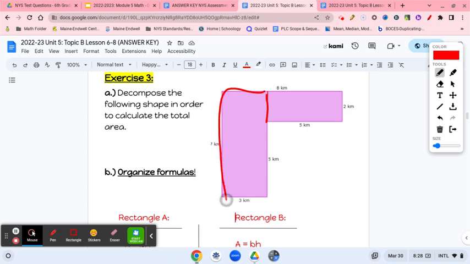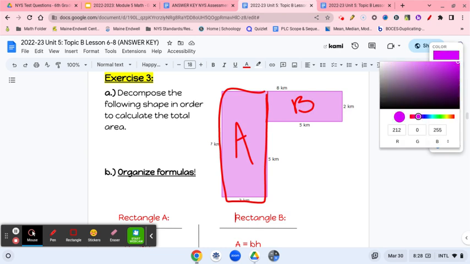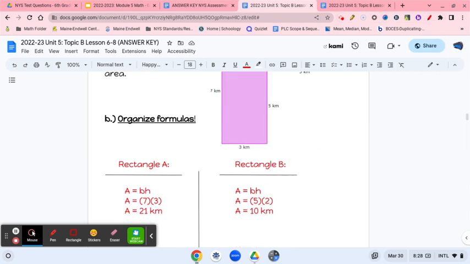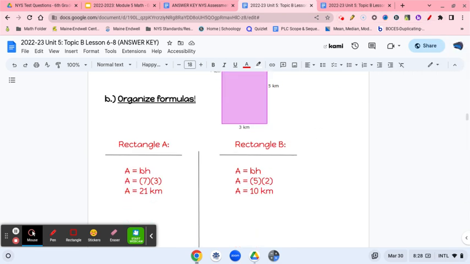Okay, so I decompose it here. So here is rectangle A, and here is rectangle B. And I'll even do those in different colors. Okay, so when I go to organize my formulas, you'll see that I'll write rectangle A and then rectangle B. So in your concept book, or just from memory at this point, we know that the area of a rectangle is base times height. Same thing as a square, same thing as a parallelogram.